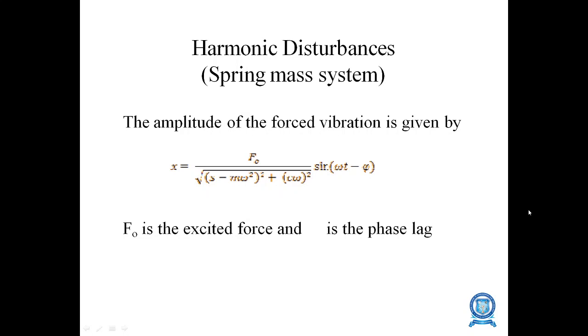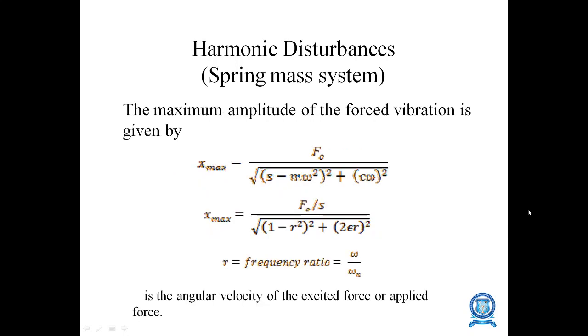First is the amplitude H. The amplitude of the forced vibration is given as H is equal to F naught divided by root of (S minus M omega square) the whole square plus (C omega) the whole square, into sin(omega t minus phi), where F naught is the excited force and phi is the phase lag.